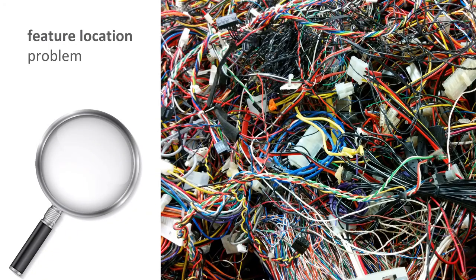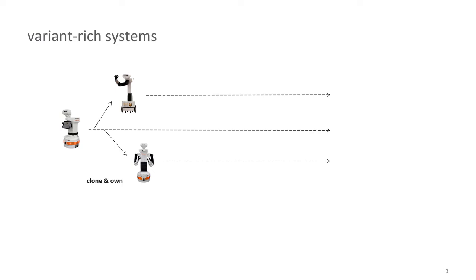The main problem we are addressing here is the so-called feature location problem. And feature location is one of the most common tasks of developers. You try to maintain a feature or evolve a feature, and for that you need to know the location of that feature in code, which is especially challenging in large code bases, and when features are scattered over the code base. In particular, this problem is difficult in variability-rich systems.